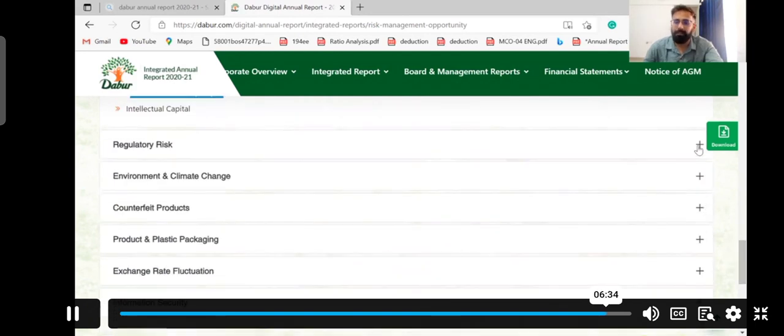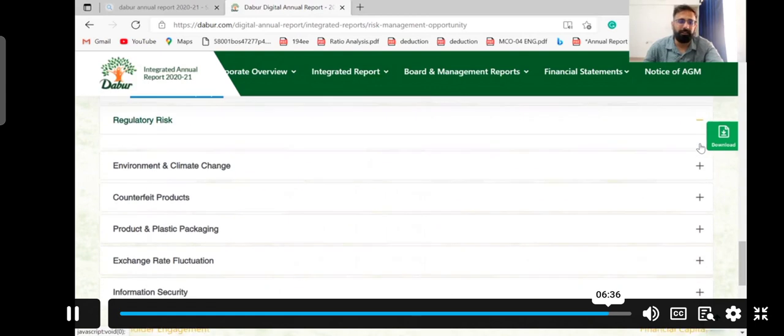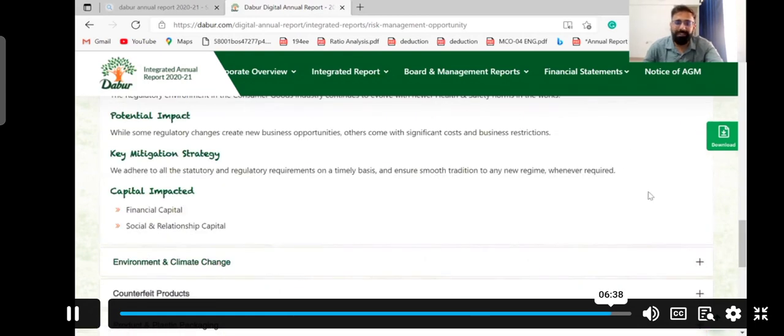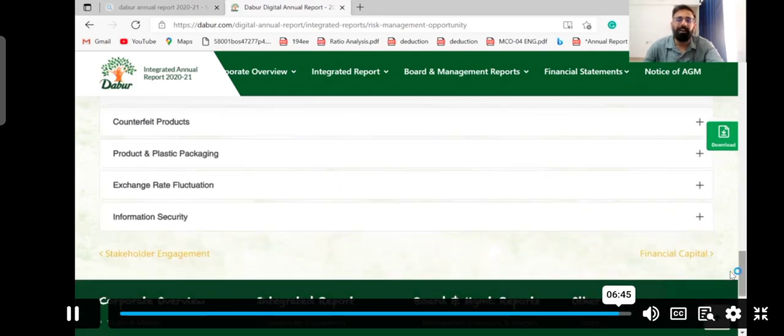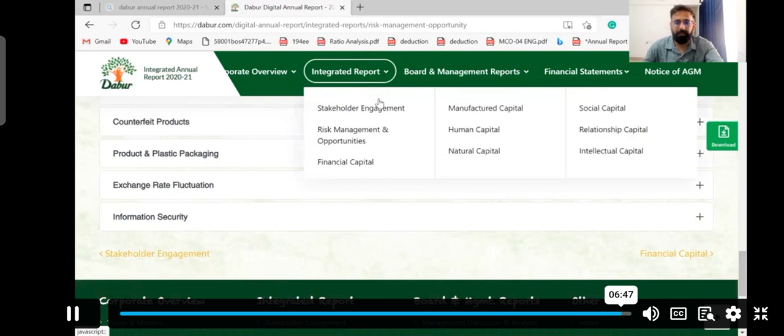There are some other risks they have mentioned here, regulatory risk, and how they are able to tackle that risk. Then environment and climate change risk. These things are given here, right? These are the risks which Dabur has faced.